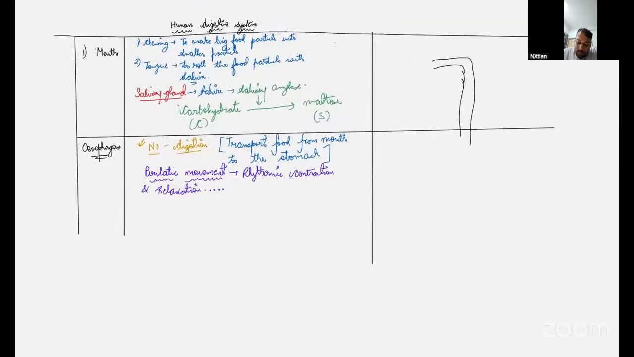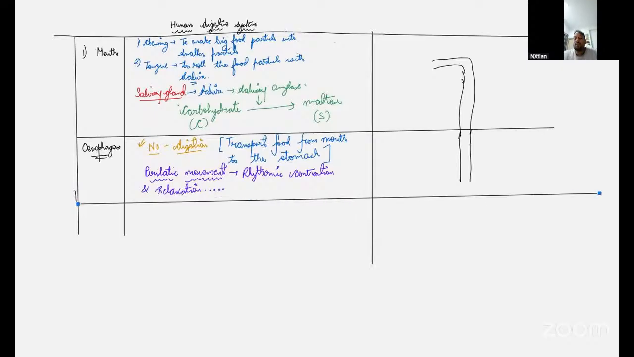Everyone got this? Say yes or no. Yes. So this is what esophagus is. This is esophagus. Sir, in boards, diagrams come. Yes, this is esophagus.